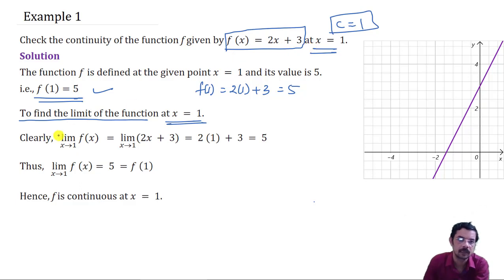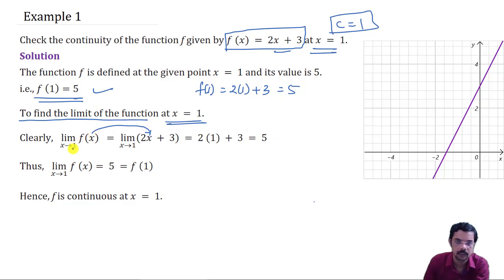So we will take limit x tends to 1 of f of x, that will be equal to limit x tends to 1 of 2x plus 3, as given. Then we will just put the value into x and find the limit. That is 2 into 1 plus 3, that is equal to 5.